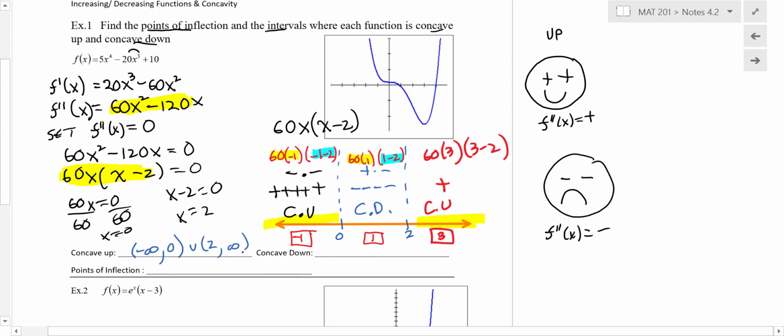Okay? Concave down, where did that happen? 0 to 2, right? Right in the middle. Okay, so you write that interval as 0 to 2.